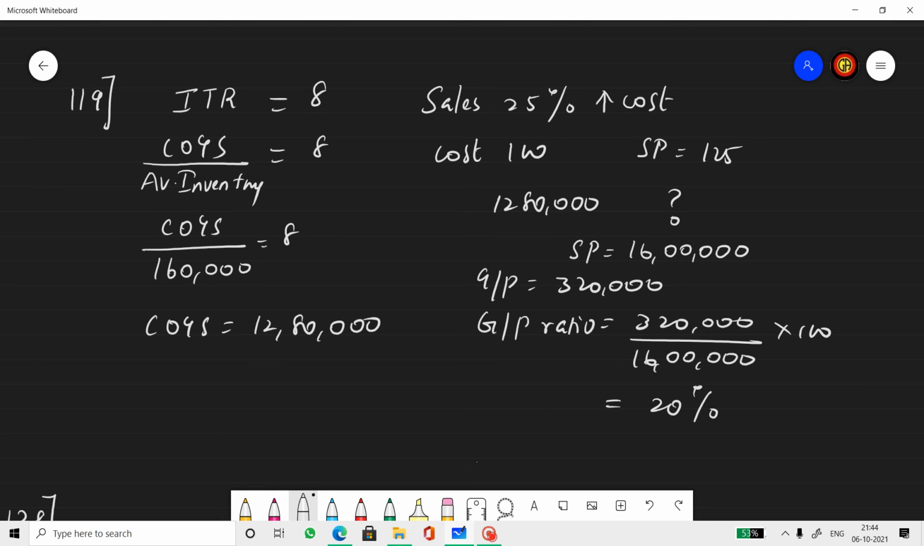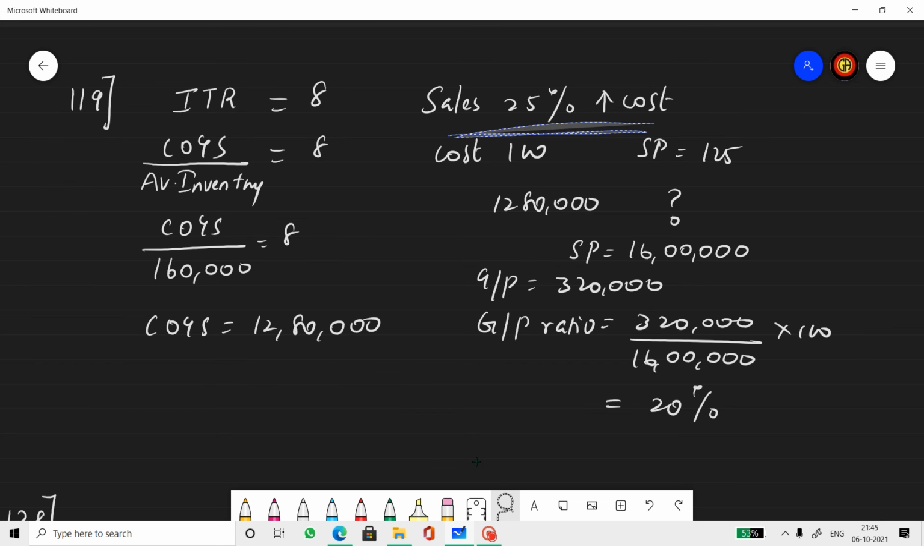ITR, inventory turnover ratio, is given as 8. Inventory turnover ratio is cost of goods sold by average inventory. In the question they've given opening and closing inventory. So opening inventory plus closing inventory by 2 will get you this figure, 1,60,000. So cost of goods sold will be 1,60,000 into 8, which is 12,80,000.